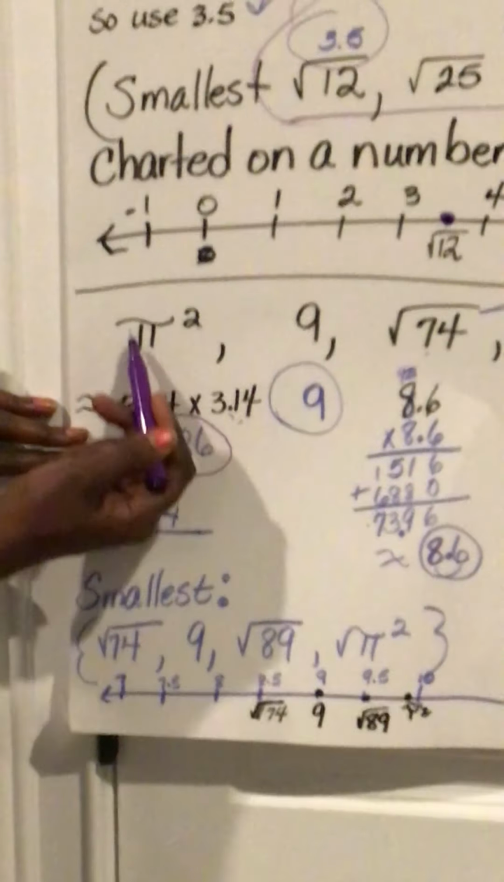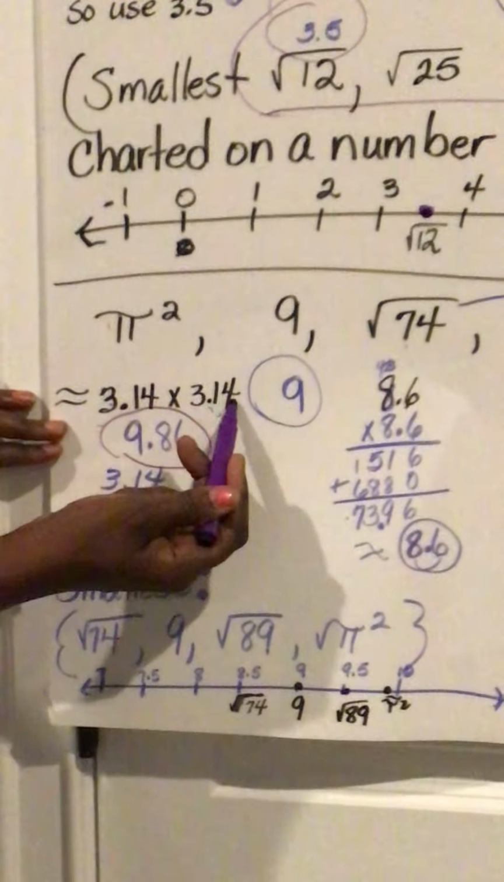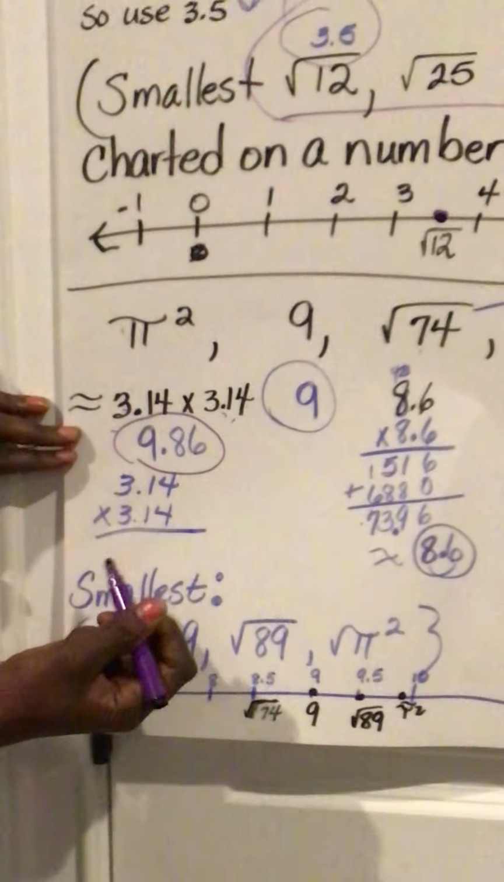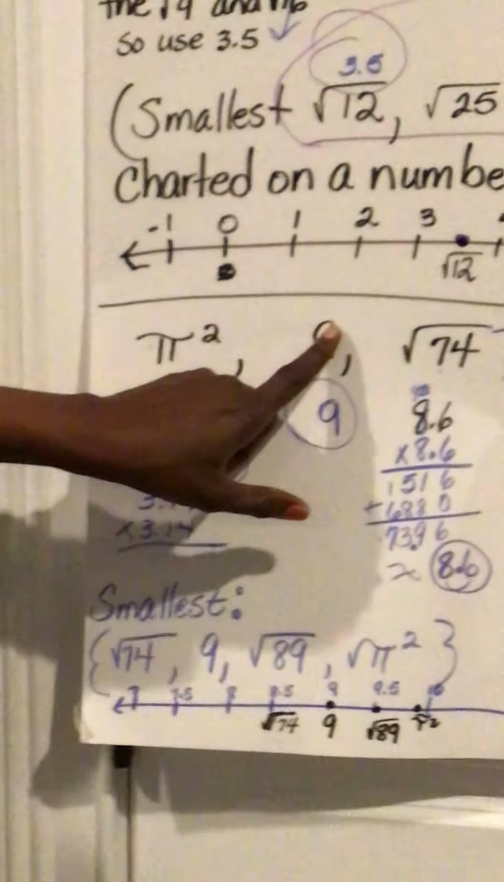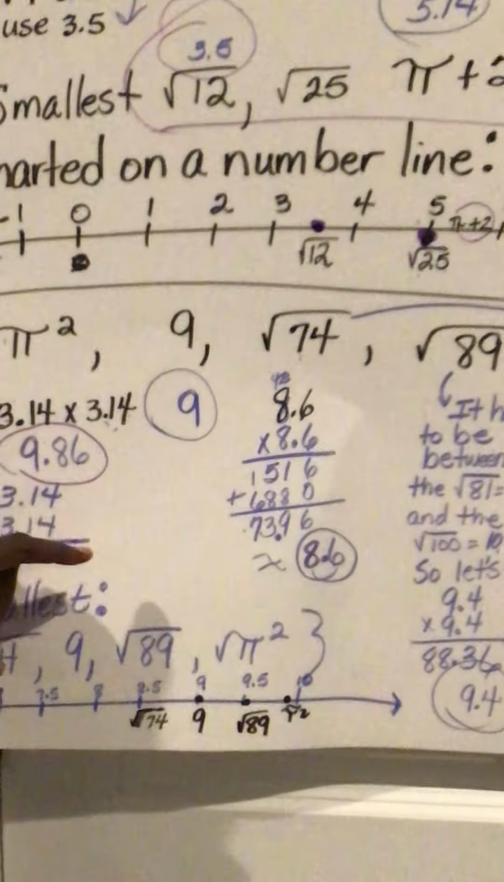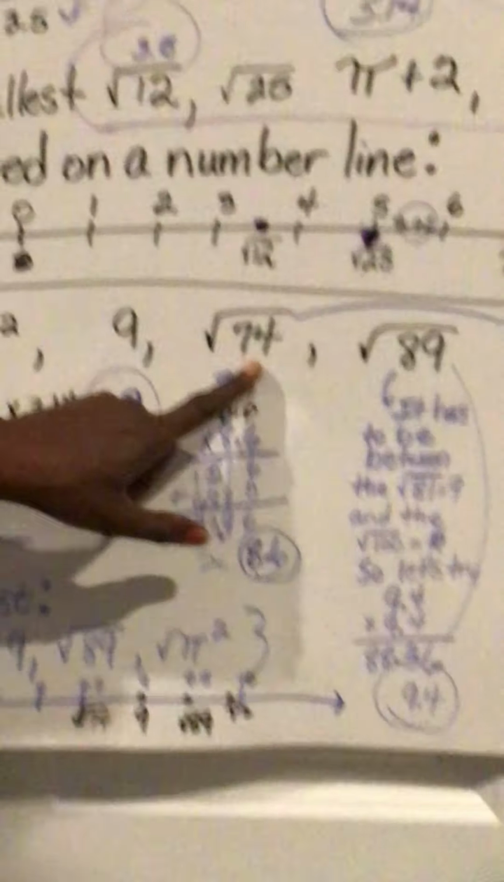And the reason why I multiplied is because 3.14 times 2, and when I multiply that, I'm going to get 9.86. So I'm going to move over here, 9. I'm just going to bring that 9 on down. Here's 74. Square root of 74.